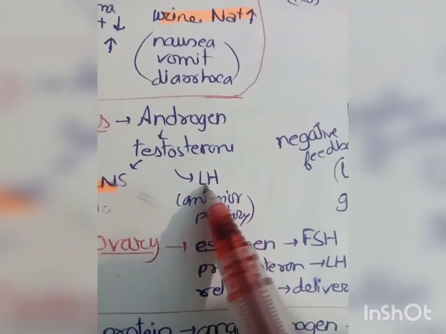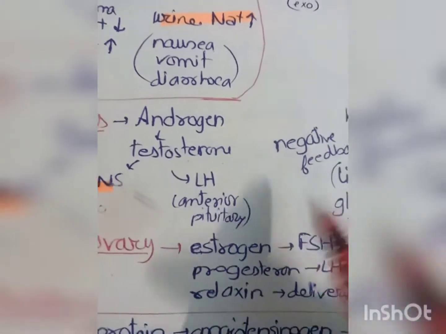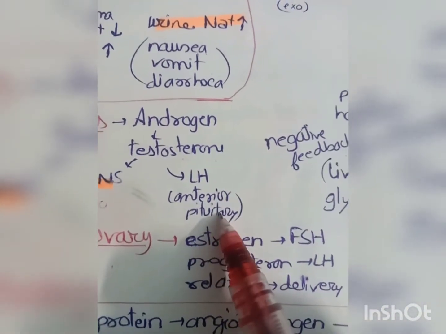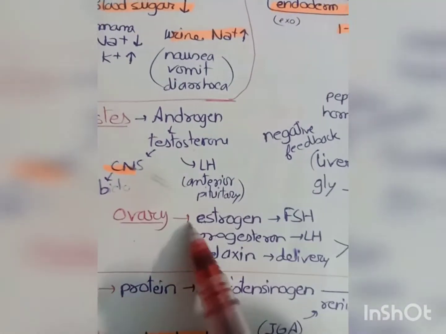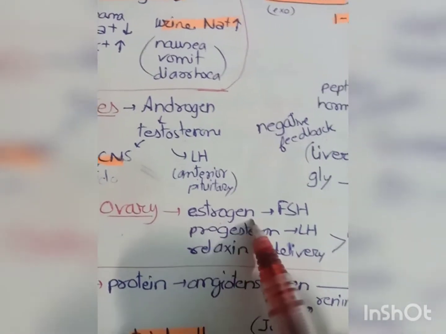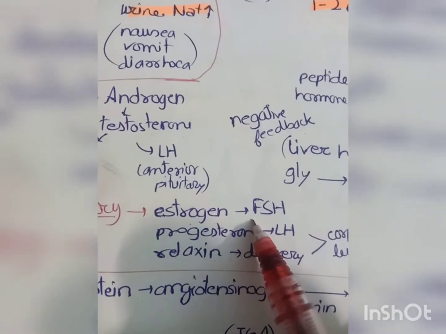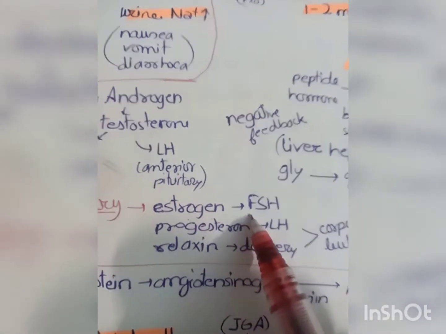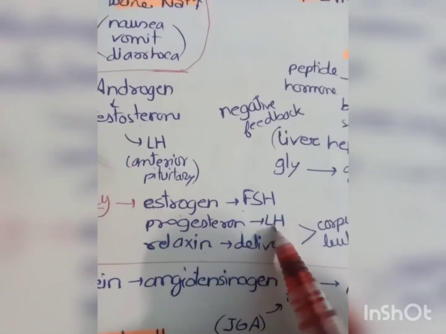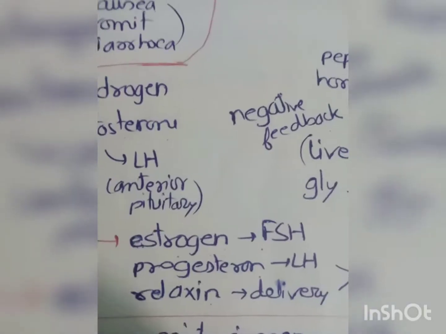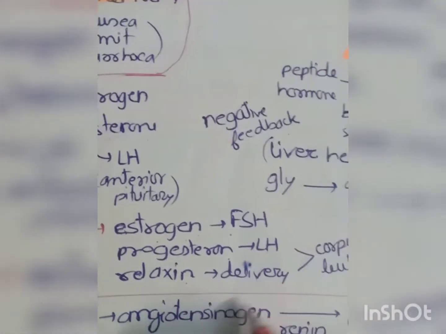Okay, the other function of testosterone is that it works on the anterior pituitary and is responsible for secretion of LH, that is luteinizing hormone. The ovary secretes estrogen, progesterone, and relaxin. Estrogen works on FSH, and progesterone is also known as LH. They have almost similar functions.